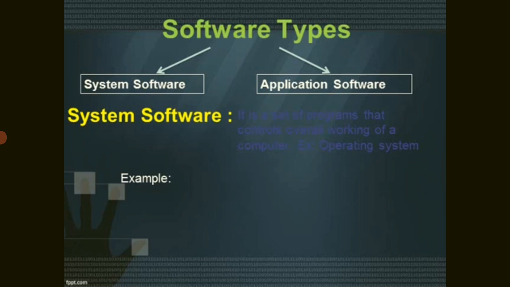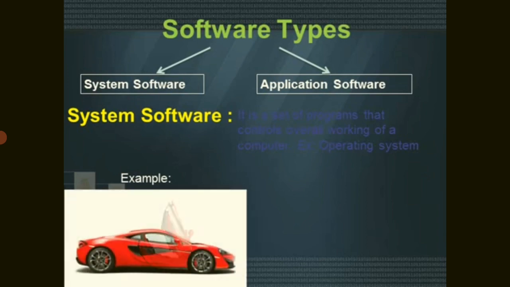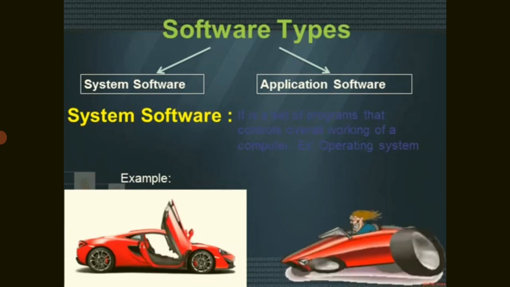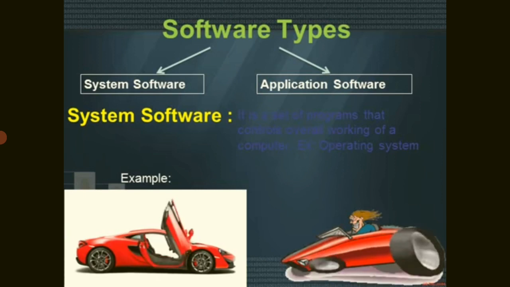Let us understand it with an example. Take the case of a car. It has petrol, engine and wheels, but it is not moving. When will the car move? It will move only when the driver starts it. So, the driver is the operator of a car. Similarly, the operating system is the driver of a computer which makes it run. Without an operating system, the computer cannot work on its own.